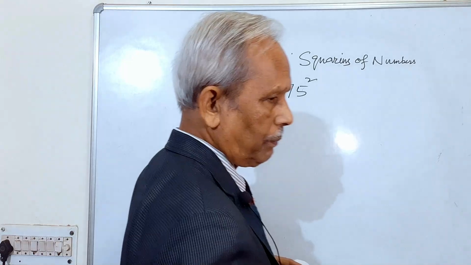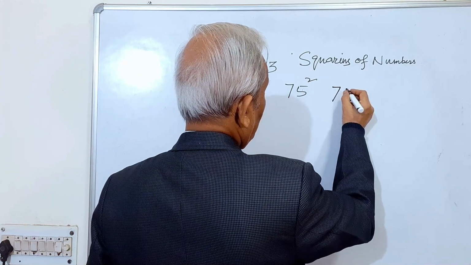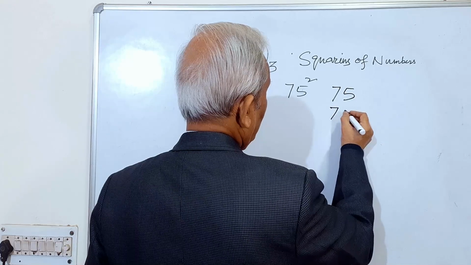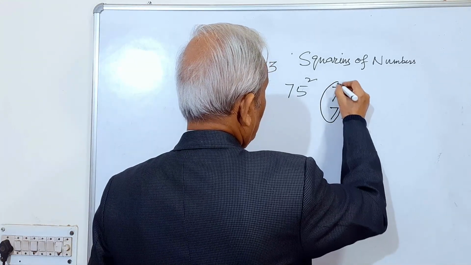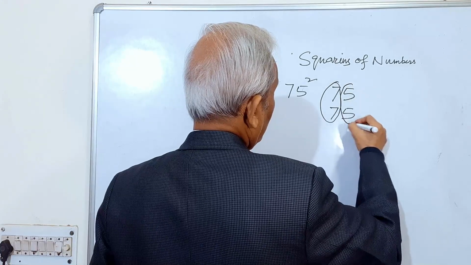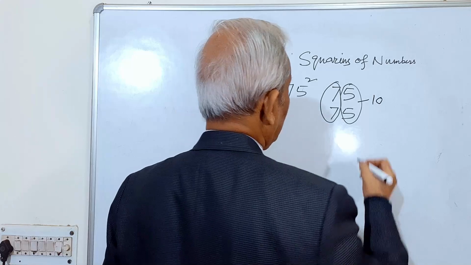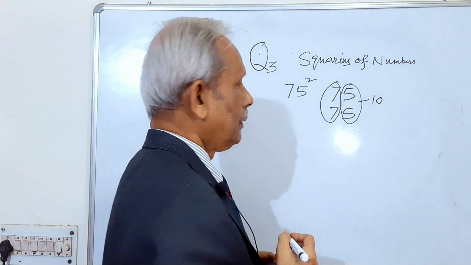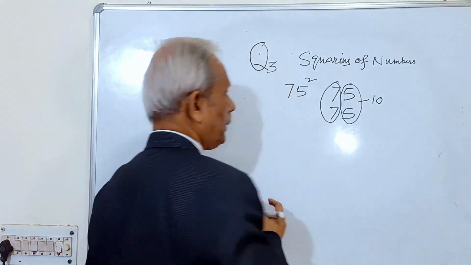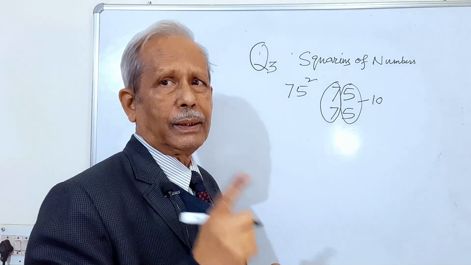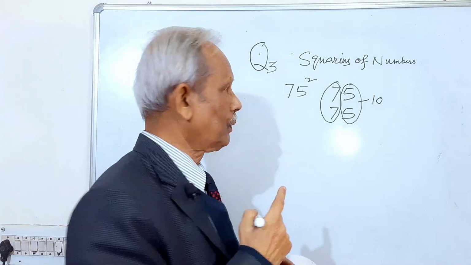The first question is 75 square. Now here, remember one thing. I hope you remember that 75 into 75, when these two numbers are the same in the tens place, and the numbers in the ones place total 10, then we can apply the sutra Ekadhikena Purvena. Ekadhikena Purvena means one more than the one before. That is what we are going to apply here.